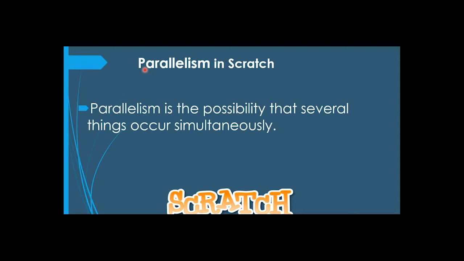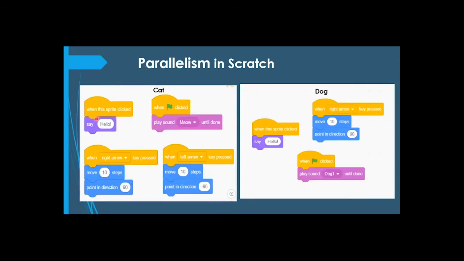And at the end of the day, remember we started with the event. The event has to trigger this parallelism to happen. So you can see examples as I've done here. So for example, these are two sprites in my project. I'm going to show the project shortly. So we have a cat sprite and we have a dog sprite.